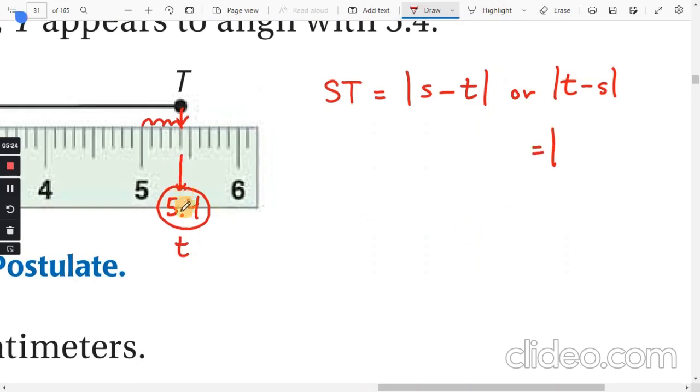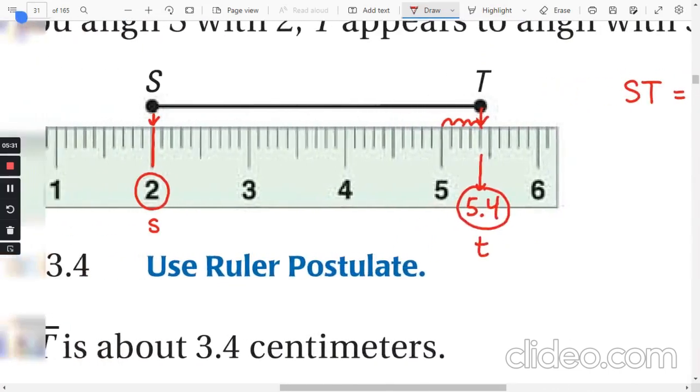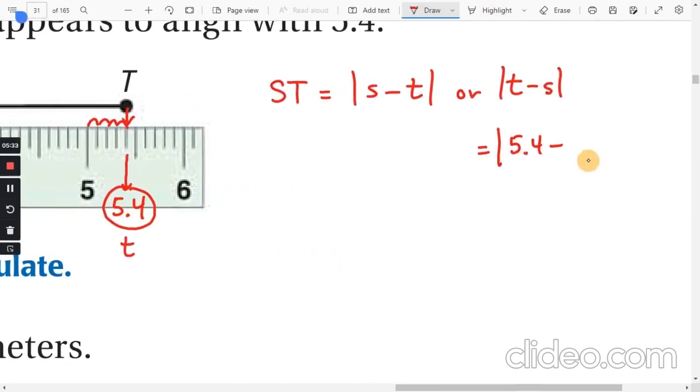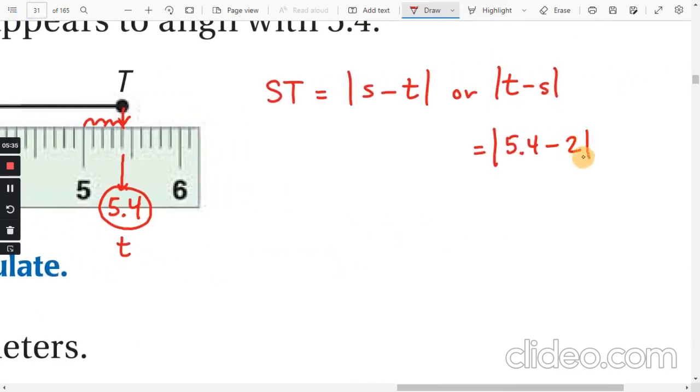Okay, so we see that t is 5.4 minus s, which is positive 2. 5.4 minus 2 is 3.4. And taking the absolute value changes nothing. So the answer is 3.4.